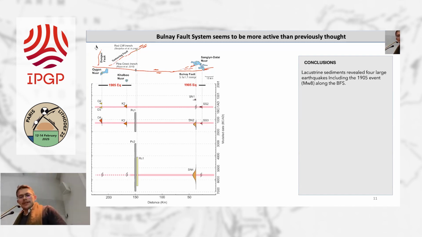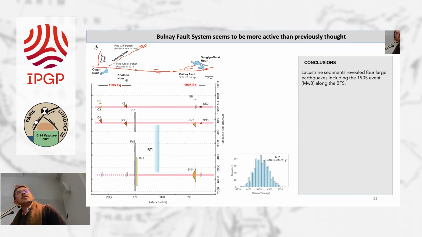So this was a major event that might have induced, let's say, full relaxation of the stress field, so that it would take about 4.4 thousand years to build up stress again before the next earthquake to occur. This event apparently was observed as well by the trench done by Magali, and it seems to have ruptured just along the Bulnay fault, but it doesn't stop over there.